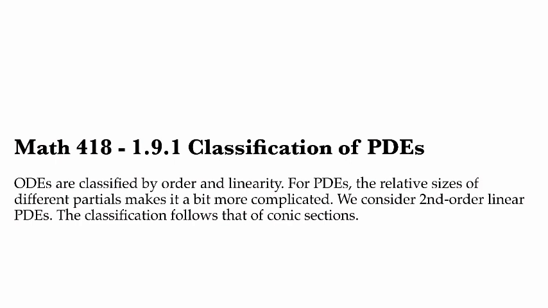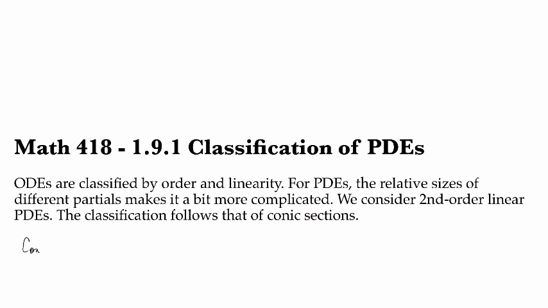So in this section, we're going to look at the classification of PDEs. ODEs are pretty simple. They're just classified by order and linearity. But for PDEs, the relative sizes of the different terms with partials of different types can make it much more complicated. So we'll just stick to second-order linear PDEs, which is what most people study anyways, and where most of the applications are. And the classification very closely follows the classification for conic sections.